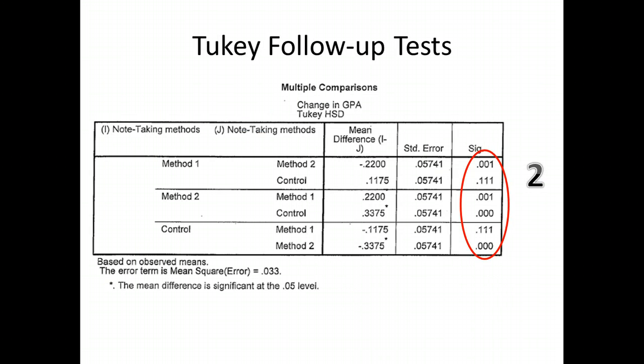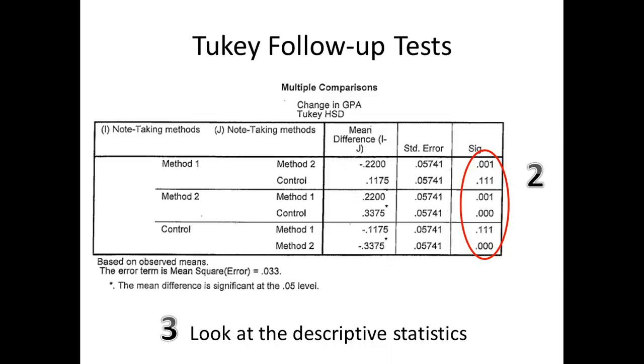So if I look at Tukey follow-up tests, which I'm doing because the interaction was not significant, this is exactly like what it is when you do it for a one-way ANOVA. I look at the sig values for each pair, and then look at the descriptive statistics, which I did not copy here, but I would need to interpret how method 1 and method 2 differ, which one's better. I would need to look at the mean for method 1 and the mean for method 2.